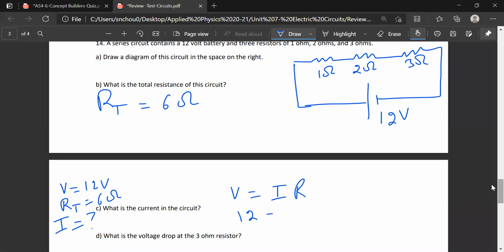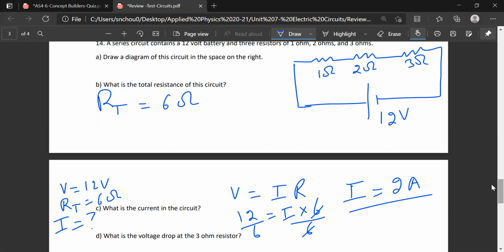So it's going to be 12 equals I times 6. Divide both sides by 6. So I is 2 amps. 2 amps is the current through each resistor.